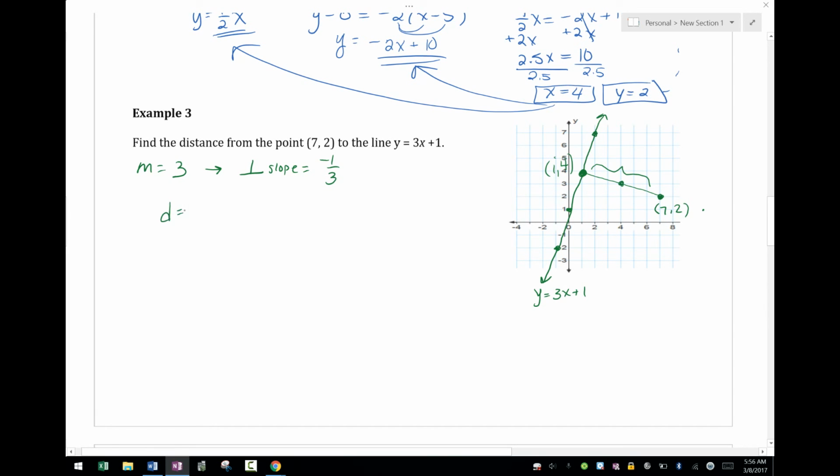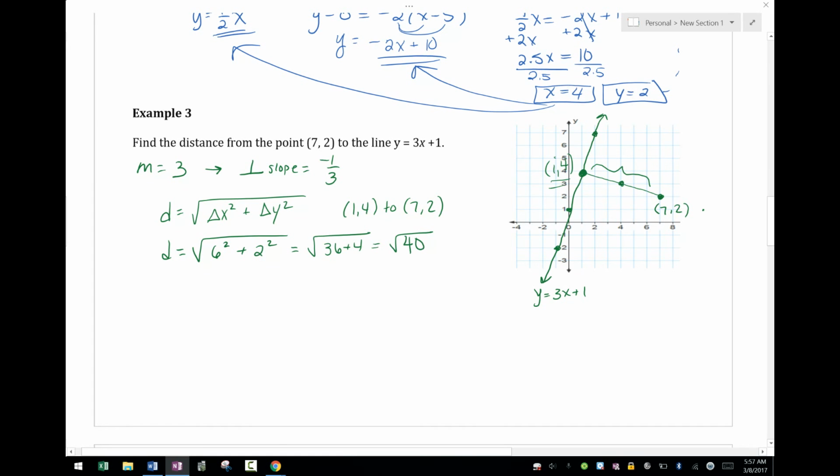So if I want my perpendicular distance, I'm finding the distance between 1, 4 and 7, 2. So my delta x is 1 to 7, which is 6, and my delta y is 4 to 2, which is 2. That's going to be 36 plus 4, which makes the square root of 40. Now, I didn't tell you what form to leave it in, but let's do simplest radical form to remind ourselves how that works. So 40 is really 4 times 10, and the square root of 4 is 2. So our final answer is 2 root 10.